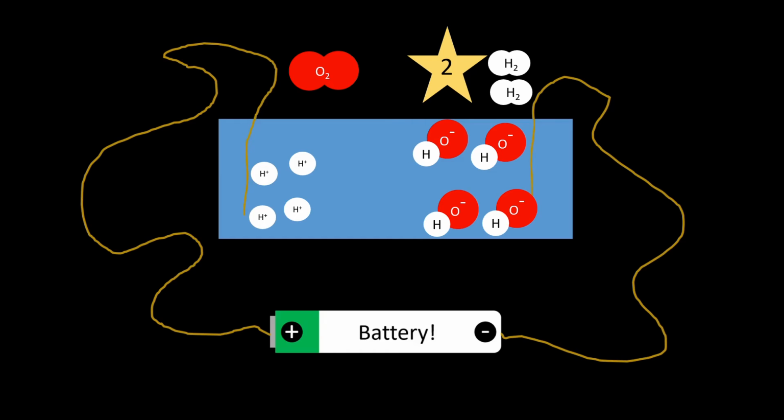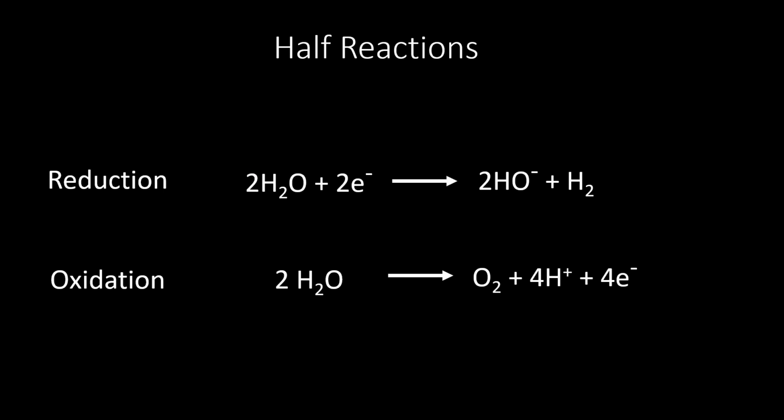Now let's take this visual demonstration of a redox reaction and turn it into a chemical equation to see why that is. We can individually write the reactions that occurred at our cathode and anode, and when we do that, they're called half reactions. Here we see the reduction half reaction, where we use 2 equivalents of water and 2 electrons to generate 2 hydroxide anions and hydrogen. Below it is the oxidation half reaction, where we also use 2 equivalents of water, but instead we obtained oxygen, 4 protons, and we lost 4 electrons.